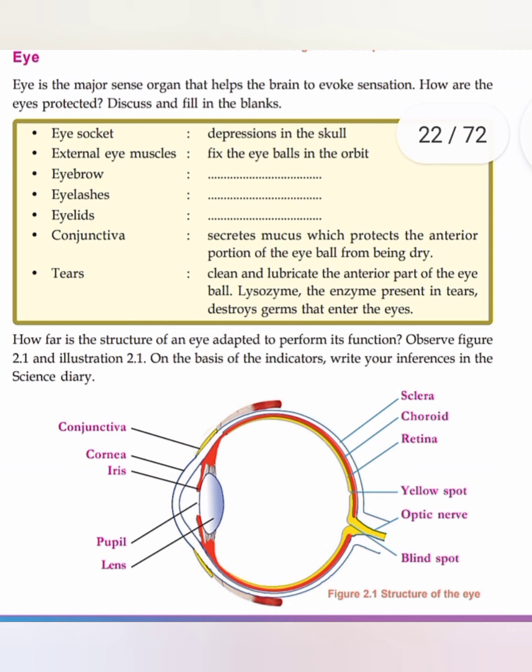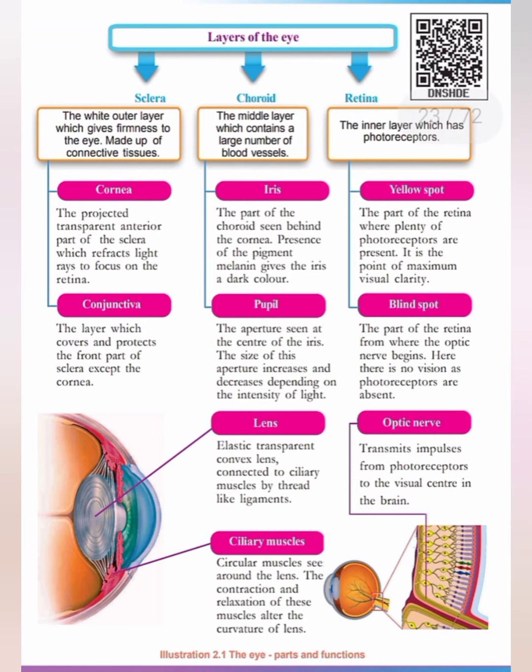Here a diagram showing the structure of the eye can be seen. Which are the parts labeled? Conjunctiva, cornea, iris. Look at the picture. Pupil, lens, sclera, choroid, retina, yellow spot, optic nerve, blind spot. We can study their functions in detail one by one. Our eye can be seen as three layers, namely sclera, choroid and retina.